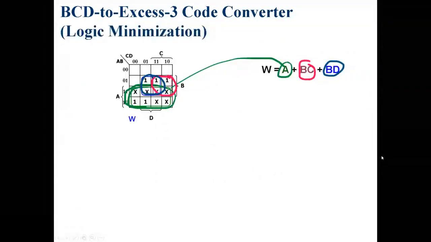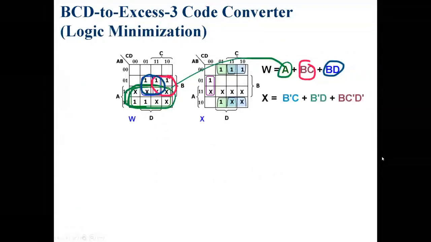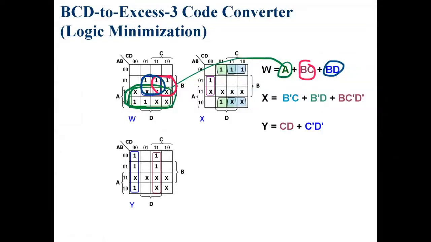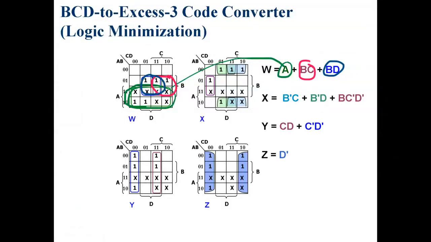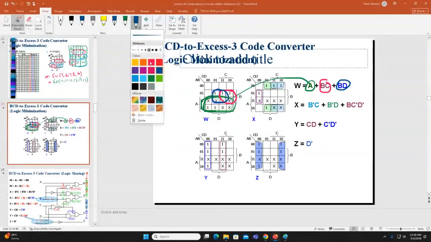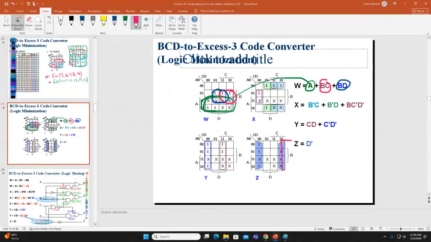We find the expression for W, then we find the expression for X, then the expression for Y, and then the expression for Z. What is Z? For Z, this is very simple. We can make a very large group for Z. This is the large group for Z.